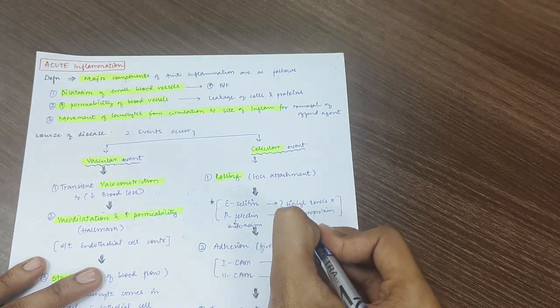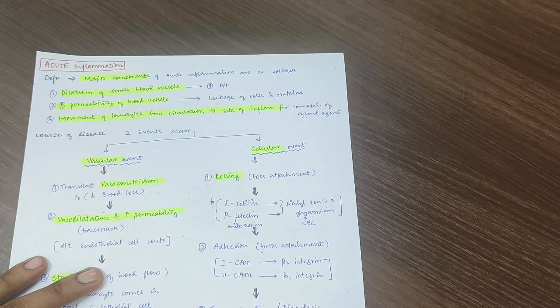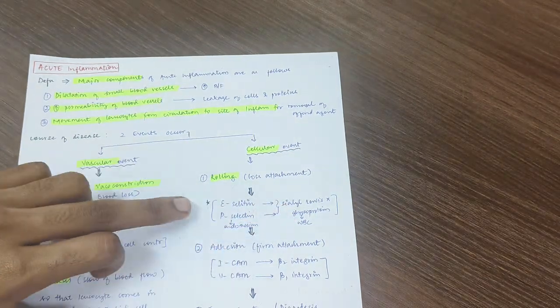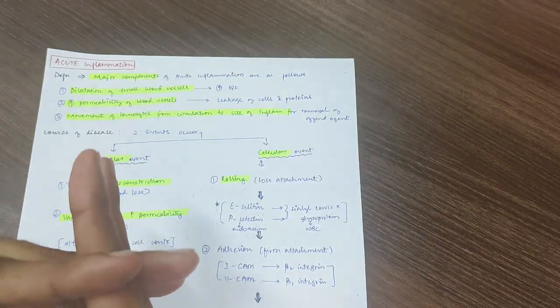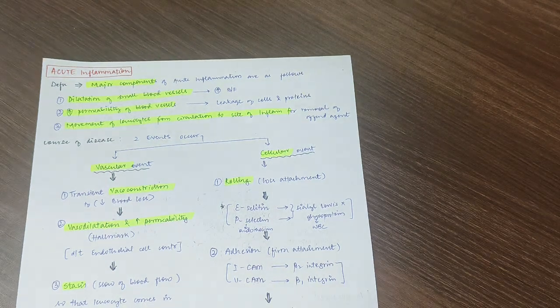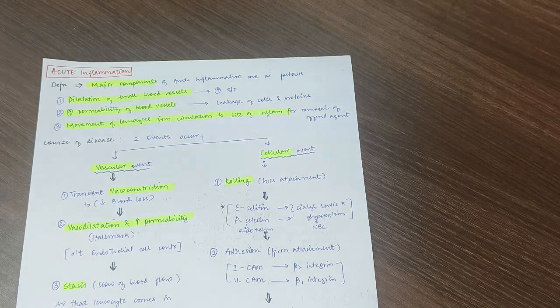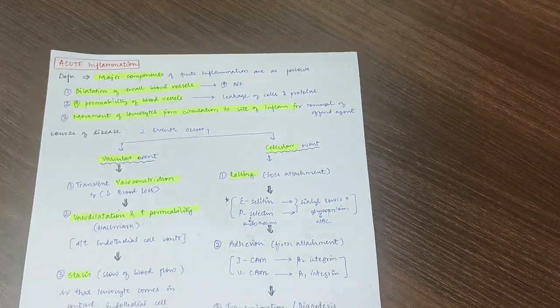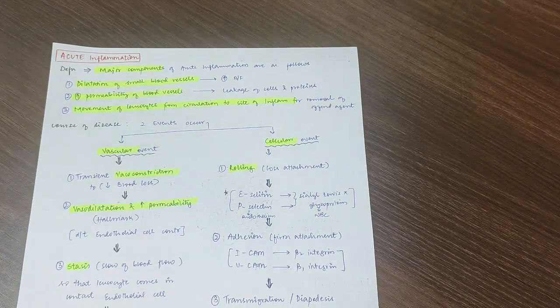This is present on WBC, and this is present on endothelium. So there is a binding between them. Because the cells will be moving at a faster rate, to slow them you are going to put the road breakers. The road breakers are E-selectin and P-selectin. Once you are slowing them, you are going to stop them next. That is called adhesion.